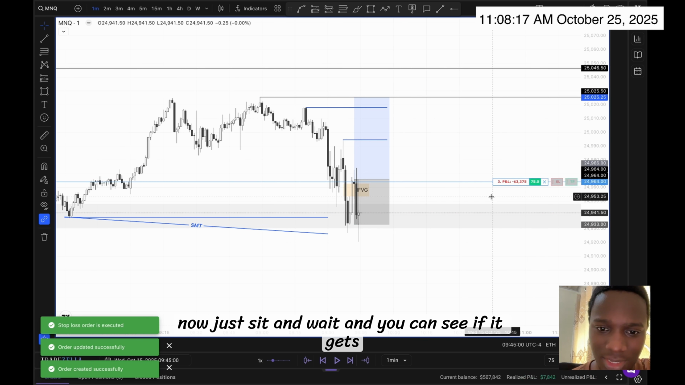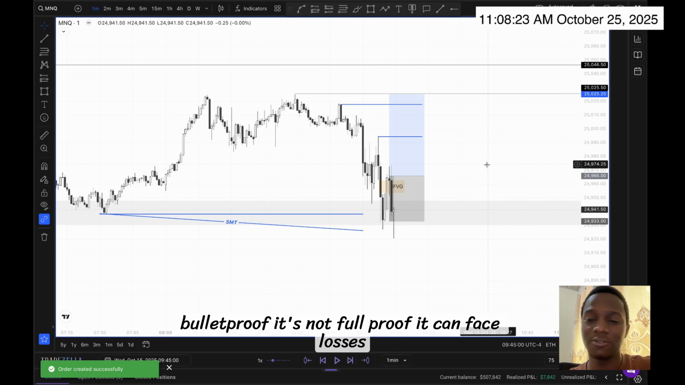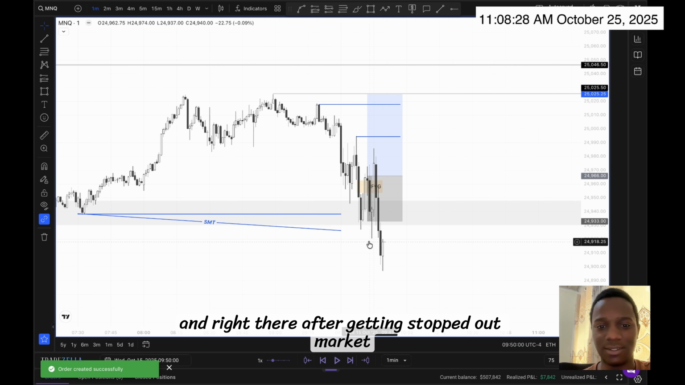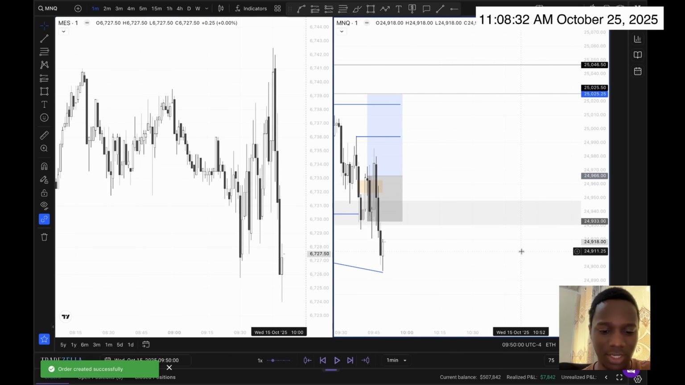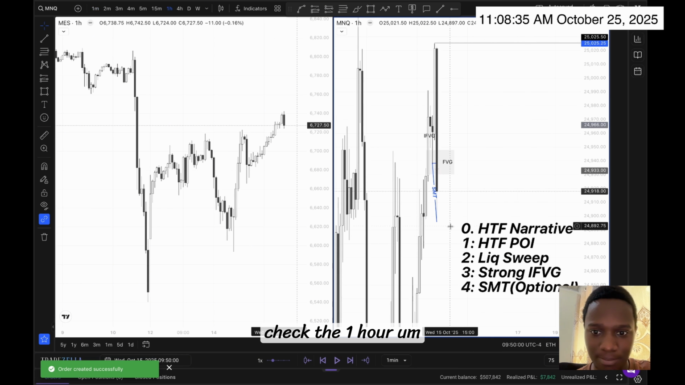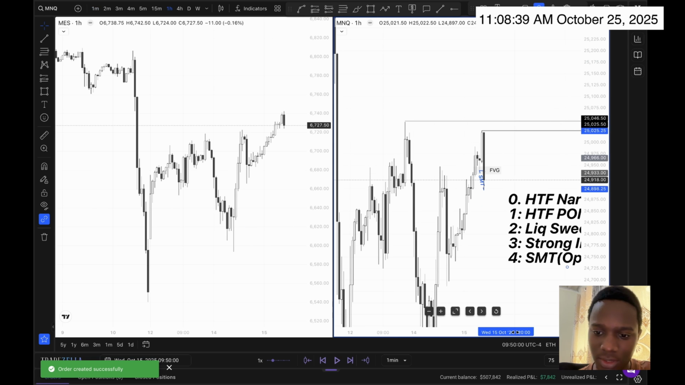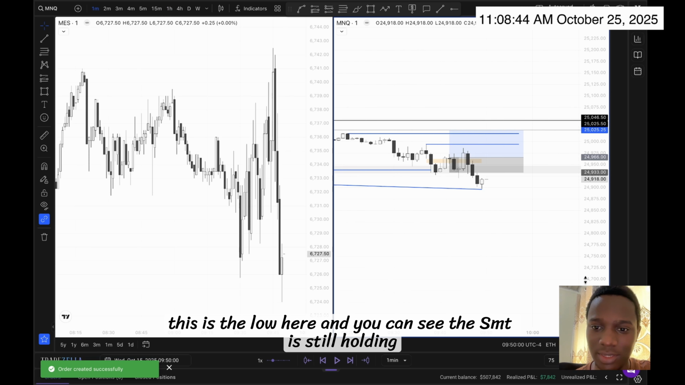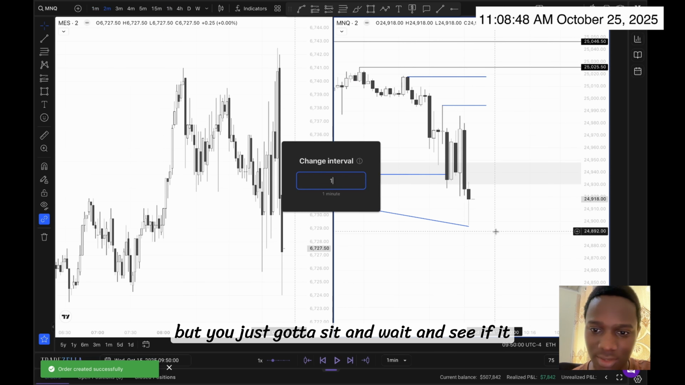Now just sit and wait, and you can see we get stopped out right away, which is part of the process. Like this model is not bulletproof, it's not foolproof, it can face losses. And right there, after getting stopped out, market continues going lower. Let's see if the SMT is still holding. You check the 1 hour. What low is it? Sorry, at the 1 hour, this is the low here, and you can see the SMT is still holding. I mean, the trade could still be valid, but you just gotta sit and wait and see if it delivers.